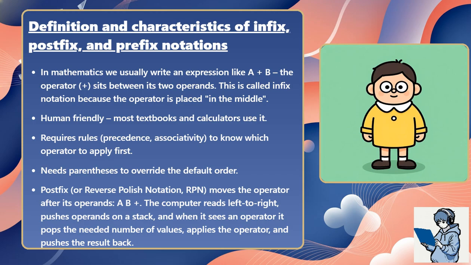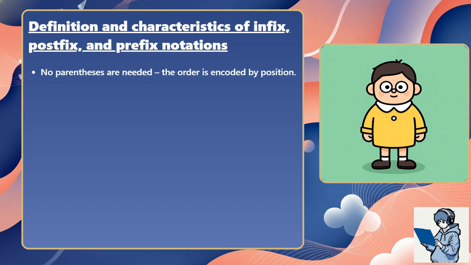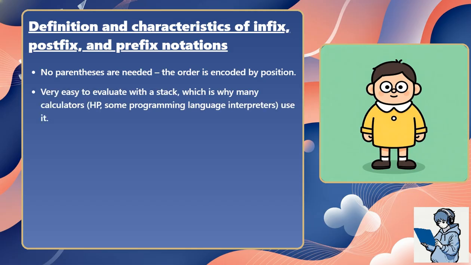Postfix, also called reverse Polish notation, RPN, moves the operator after its operands: a b +. The computer reads left to right, pushes operands on a stack, and when it sees an operator, it pops the needed number of values, applies the operator, and pushes the result back. No parentheses are needed. The order is encoded by position. Very easy to evaluate with a stack, which is why many calculators, HP, and some programming language interpreters use it.